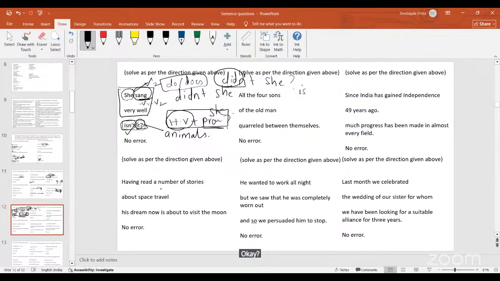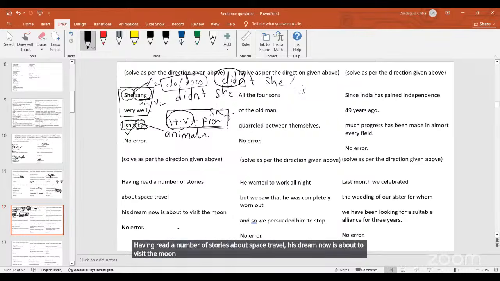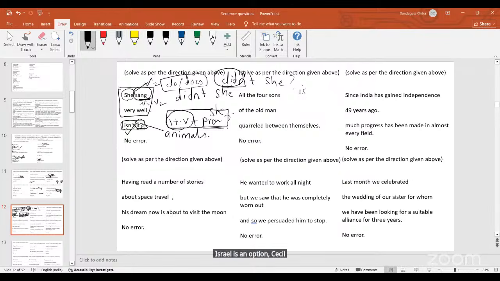Okay. Right. Next. Having read a number of stories about space travel, his dream now is about to visit the moon. Error is in option C, sir. Instead of "his dream now is," "he now dreams of visiting the moon." Right. This whole sentence will come like "he now dreams of visiting the moon." Okay, that is the right answer.